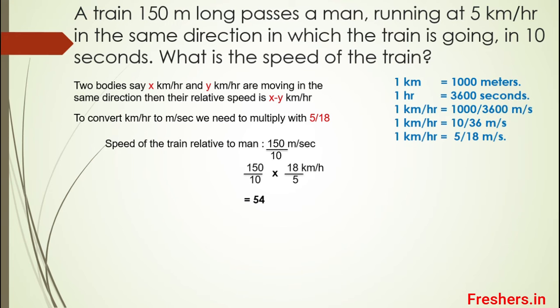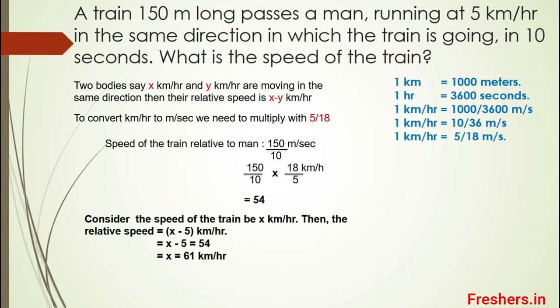So here the length of the train is 150 meter. The speed of the train relative to man will be equal to 150 divided by 10 meter per second. To convert that into kilometer per hour, you need to multiply by 18 by 5. So 150 by 10 into 18 by 5 kilometer per hour, which will be equal to 54.